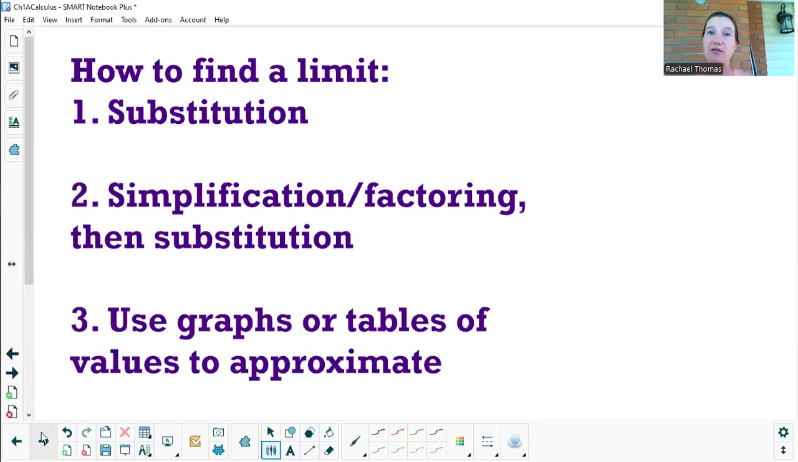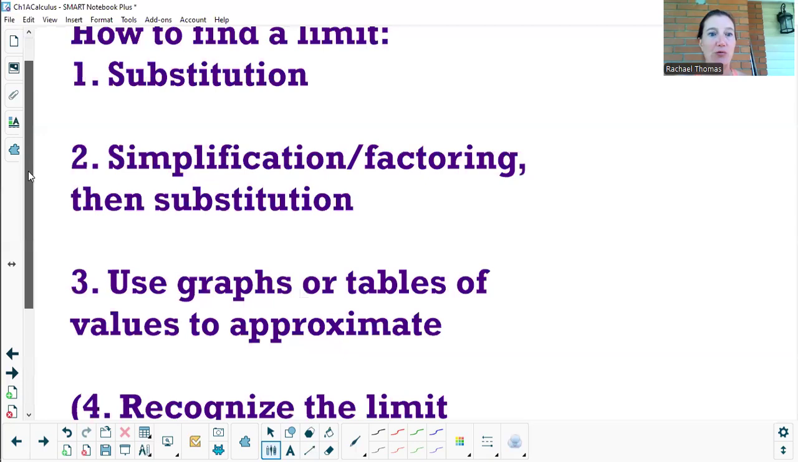If you're asked to find a limit, the first thing you want to try and do is substitute the value in, if it's given to you algebraically. If that doesn't work, you can simplify with some factoring, do some algebra, and then try substitution again. Or if the problem is given to you graphically, or none of those other things have worked, we could use graphs or tables of values to approximate. We'll see an example of all three of those things.